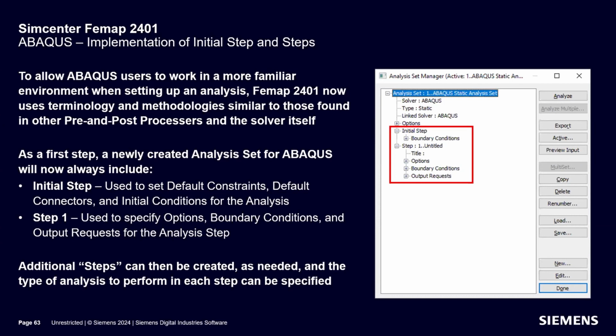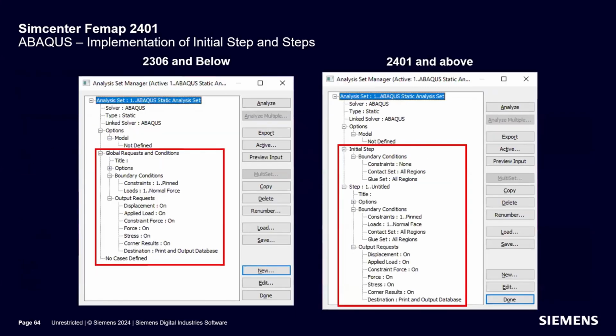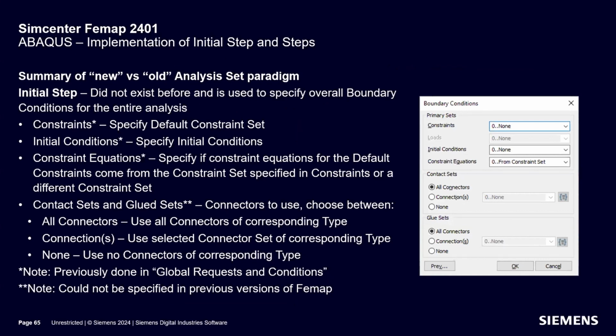And then you can create any number of additional steps by clicking on any step and saying new. This is what you would have gotten before: everything would have been in global requests and conditions, which is much more of a Nastran idea than an Abaqus idea. Now it breaks it into an initial step and then various steps. The dialog box for the initial step just didn't exist before. You can also set up contact sets and glue sets up here, along with the other stuff I said.